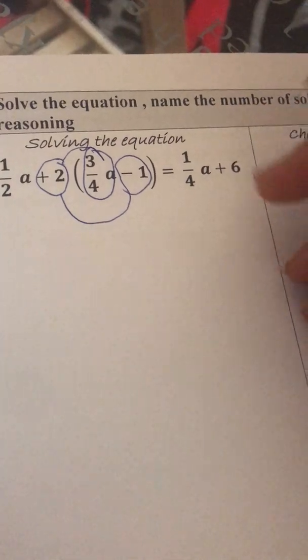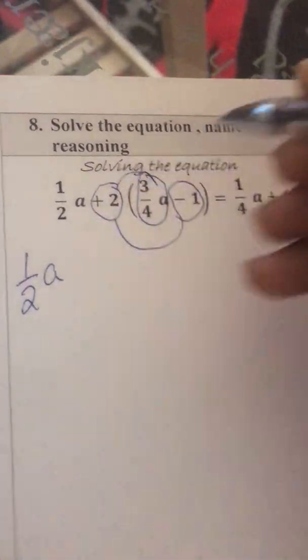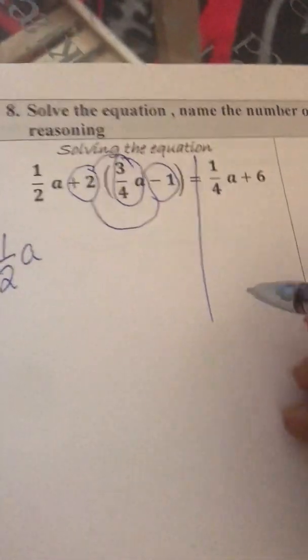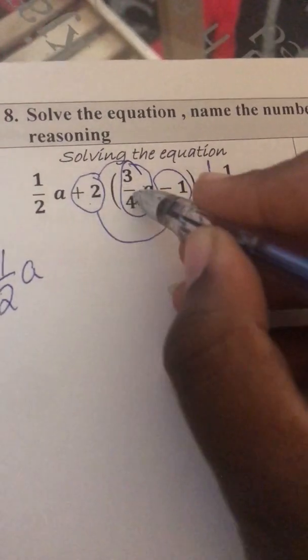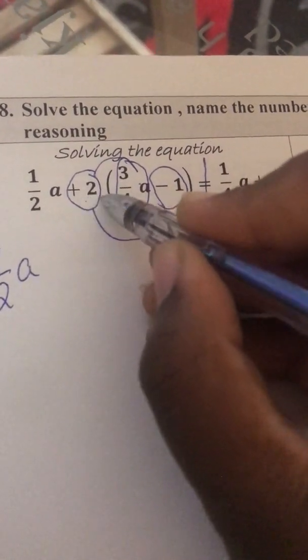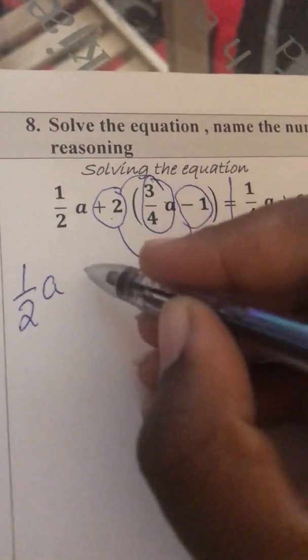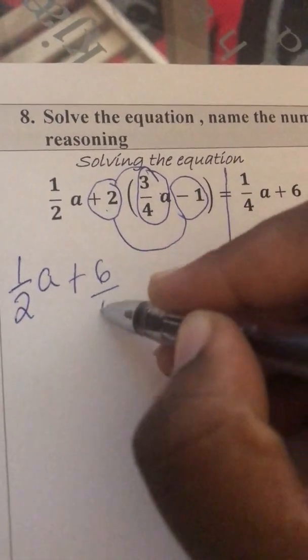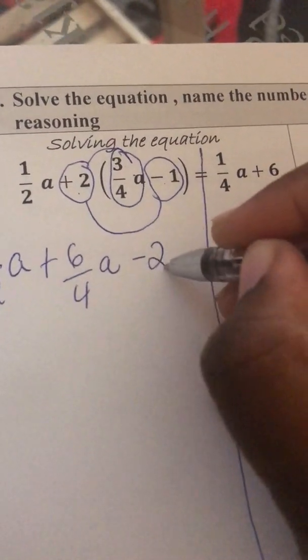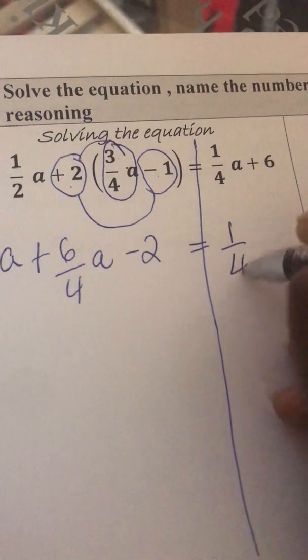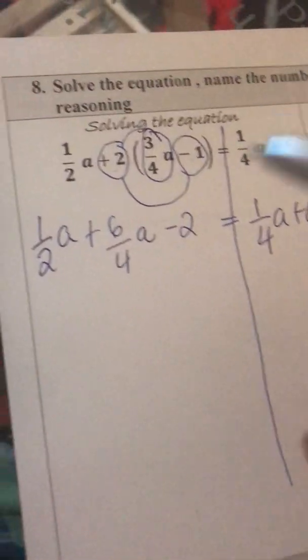Positive 2 goes with 3a. Positive 2 goes with negative 1. This side I don't need to do the distributive property. Half a bracket. When we multiply fractions, you should know this is 2 over 1, so you just multiply. That becomes positive 6 over 4a. And then 2 times negative 1, negative 2, is equal to a quarter a plus 6.